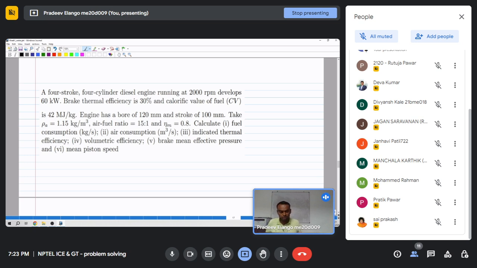A four-stroke, four-cylinder diesel engine running at 2000 rpm develops 60 kilowatt. Brake thermal efficiency is 30% and calorific value of fuel is 42 megajoule per kilogram. Engine has a bore of 120 mm and a stroke of 100 mm. Take rho A, that is density of air, as 1.15 kilogram per meter cube. Air fuel ratio is 15:1 and mechanical efficiency is 0.8. Calculate the fuel consumption in kilogram per second, air consumption in meter cube per second, indicated thermal efficiency, volumetric efficiency, brake mean effective pressure, and mean piston speed.